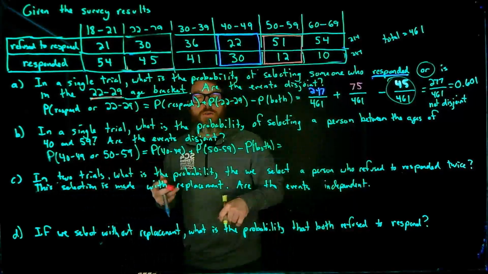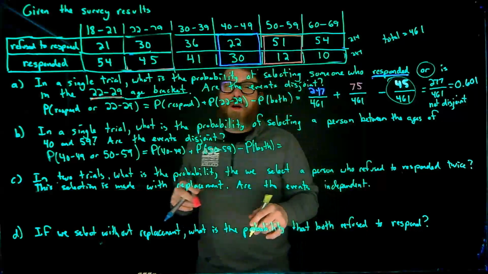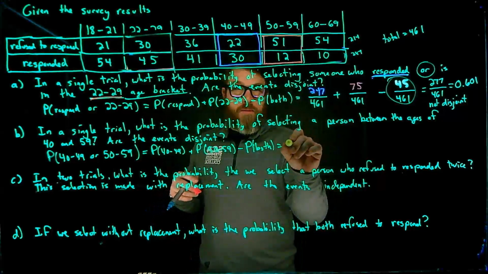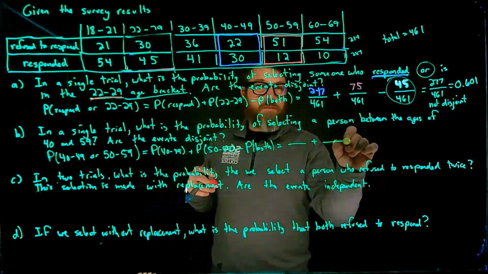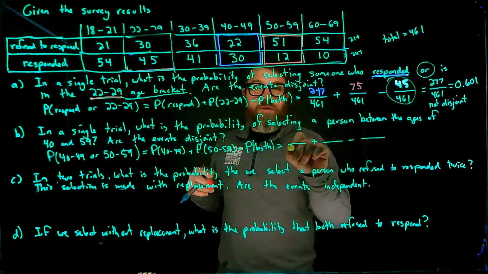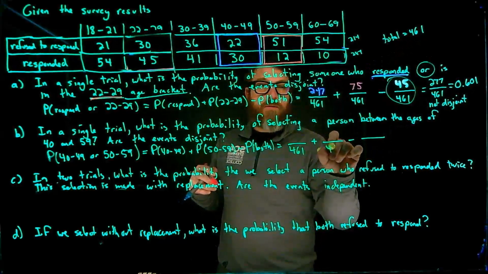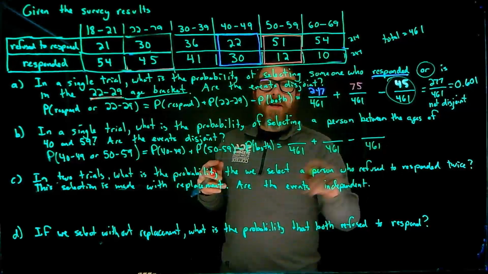This will actually kind of verify if this thing is disjoint or not disjoint. Well, I'm going to have the sum of these three probabilities, so this plus this minus this, and I know the total is 461 each time, 461, 461, 461. Now let's see for here.